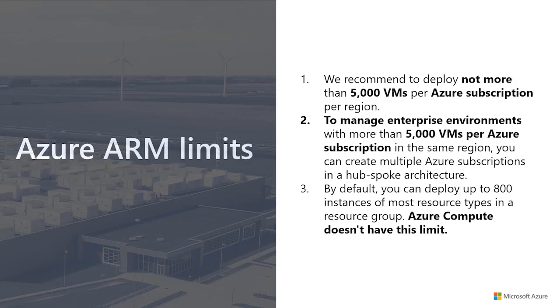So let's talk a little bit about Azure ARM limits. As I said in the previous architecture slide, we recommend not deploying more than 5,000 virtual machines per Azure subscription. That's because of the ARM API throttling limit of 1200 per hour. So we think that 5,000 is a sweet spot and the max per Azure subscription per region. If you have multiple regions, you can deploy another 5,000 virtual machines in that other region as well in the same subscription. To manage an enterprise environment with more than 5,000 virtual machines per Azure subscription in the same region, we recommend you create an Azure Hub Spoke architecture.